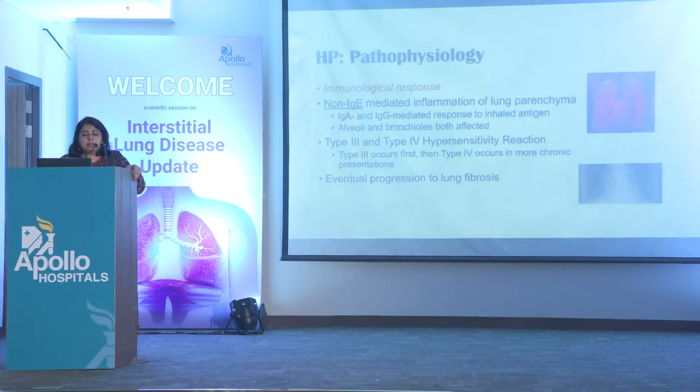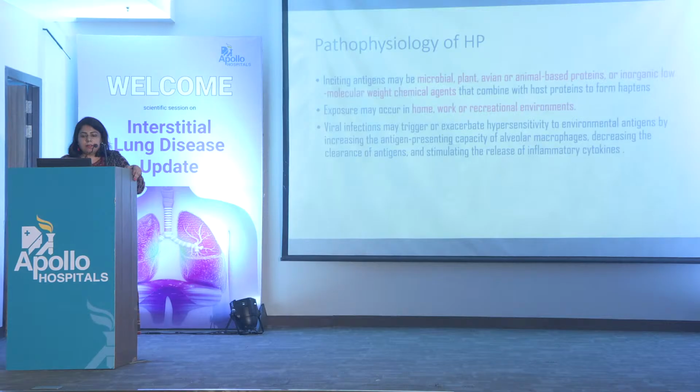So basically it is a non-IgE mediated inflammation. There is a type 3 and type 4 hypersensitivity reaction. Initially type 3 occurs followed by type 4, and type 4 is the one that is associated with chronic presentations, and this eventually progresses to lung fibrosis. The antigens can be microbial, plant or animal based proteins, or inorganic, low molecular weight chemical agents, and exposure can happen anywhere. It can happen at home, at work, or in recreational environments.